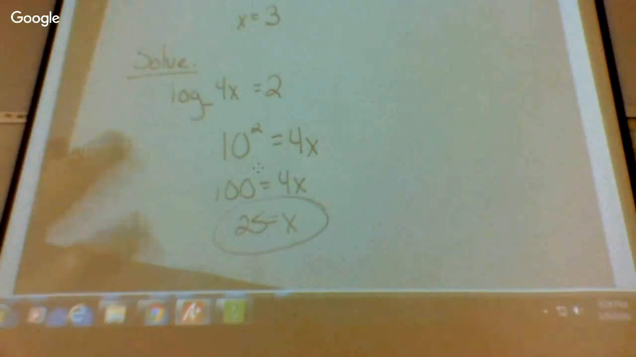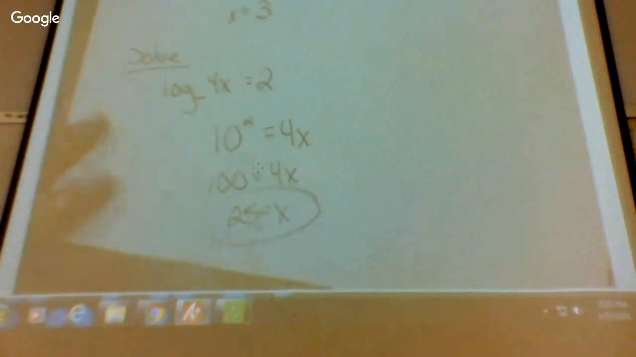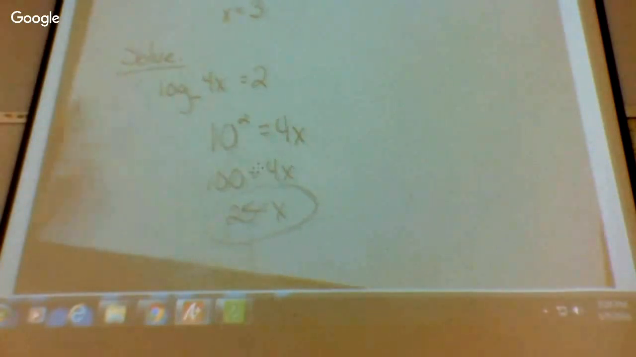Are there any questions about that? Anybody not okay with switching between the different forms? It's okay if you're not, I just need to know. Okay. If you want more examples later on, just let me know and I'll give them to you. Don't mind at all.